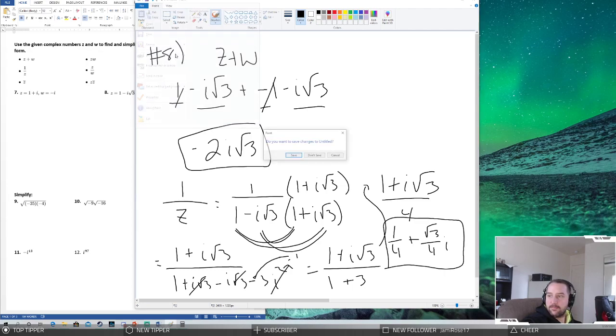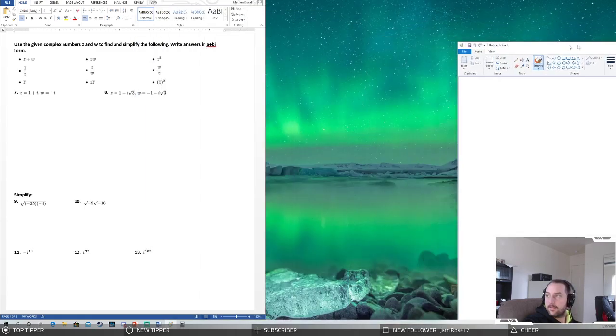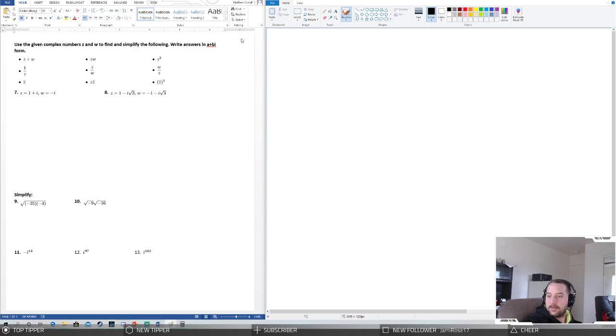All right, so let's keep going. So if I were to do, say, number 9, multiplying those together, so that would give me negative 25 times negative 4 is the square root of 100. Square root of 100 is 10.